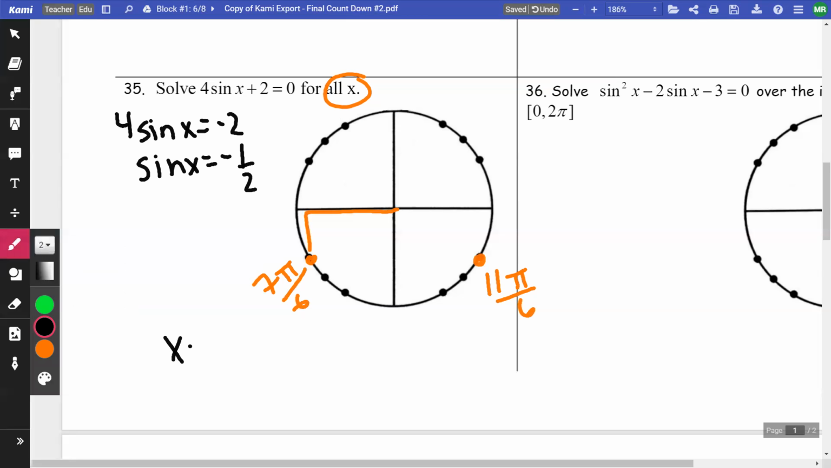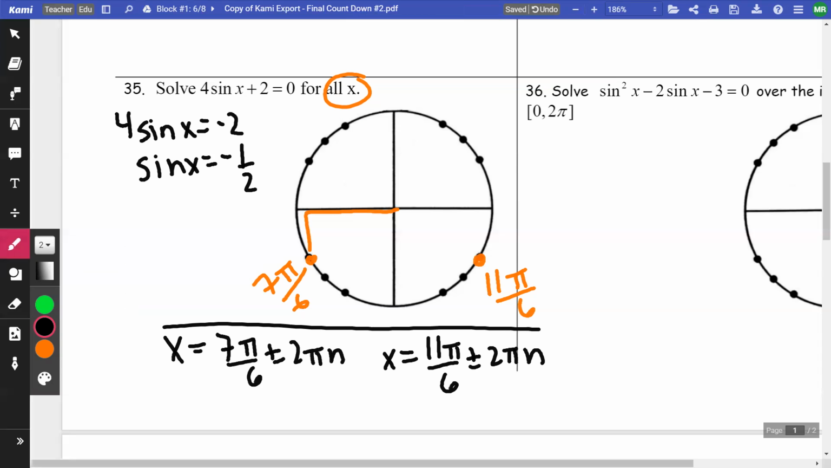One answer is going to be 7π/6 plus or minus 2πn. And the other one is going to be 11π/6 plus or minus 2πn. And those are our answers forever and ever.